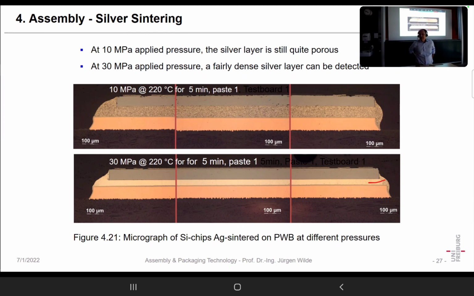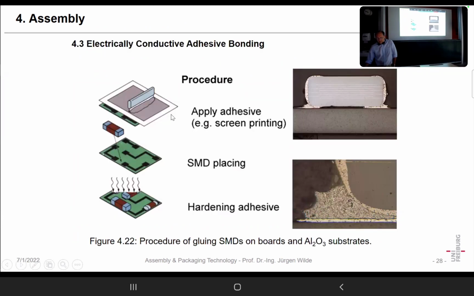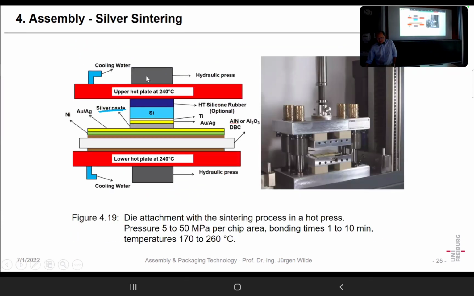You have a question? Yeah. Yep. Yes. Oh, unfortunately, yeah. Here we see we have a lower hot plate and the upper hot plate. Here in between, you see the substrate with the chips on it, and it's just pressed together. Ah, yes.